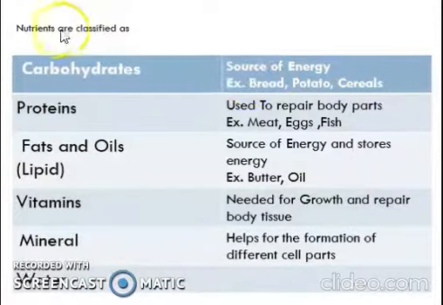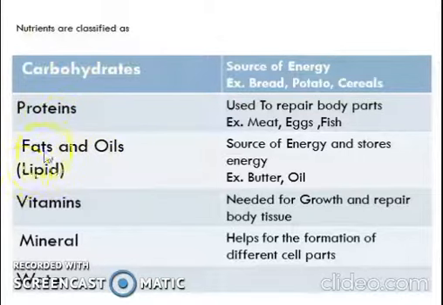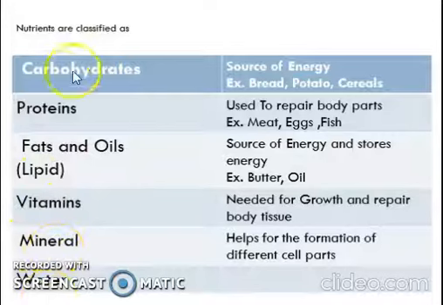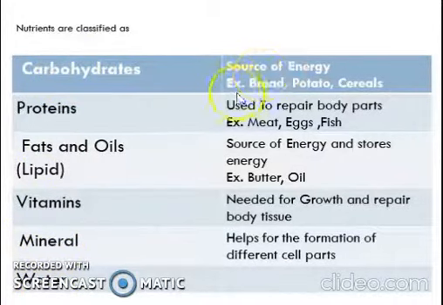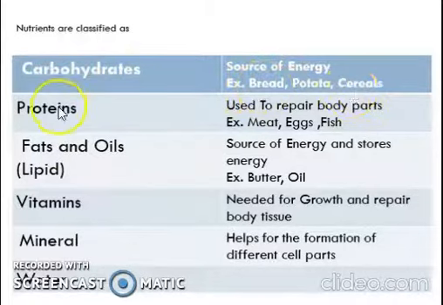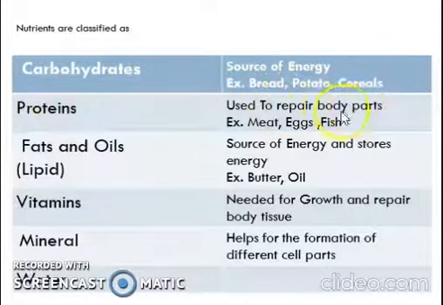So nutrients are classified as carbohydrates, proteins, fats and oils, አንድ ላይ ደግሞ ሊፒድ ተብለው ይጠራሉ, vitamins, mineral and water. So carbohydrates, they're source of energy. ለምሳሌ እንደ ዳቦ, potato, cereals example ሊሆኑ ይችላሉ. Proteins ምንላቸው they're used to repair the body parts. እነዚህ ስጋና እንቁላል መጥቀስ እንችላለን.